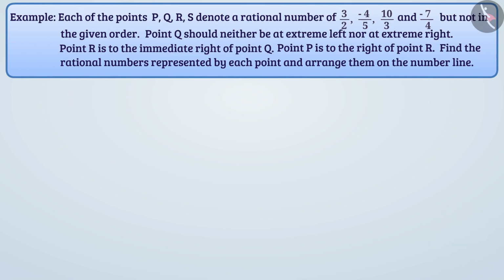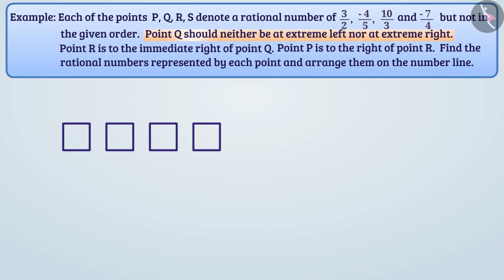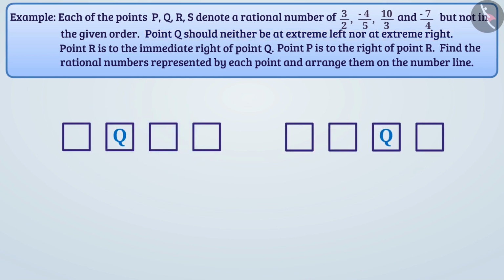Let me tell you. Let us first arrange the points P, Q, R, S in the correct order from the given information. The first information tells us that point Q should neither be at extreme left nor at extreme right. That is, it must be somewhere in the middle. We can say that point Q will be either at this place or at this place. Let us show these two possibilities as follows. From the second information, we find that point R is at the immediate right of point Q. In this way, we can show the point R at this place or at this place.